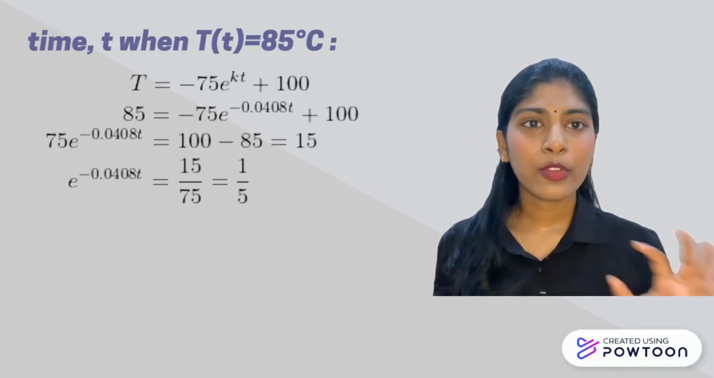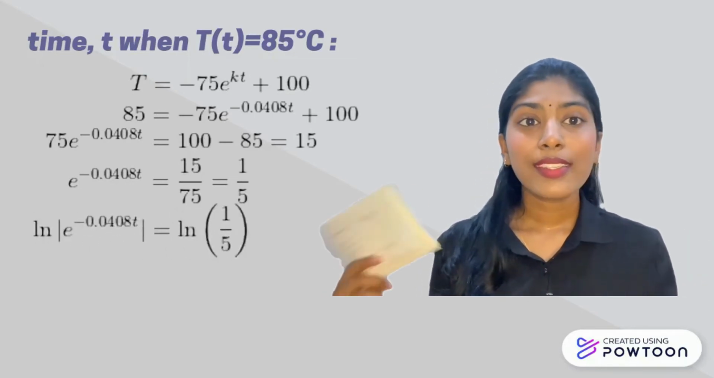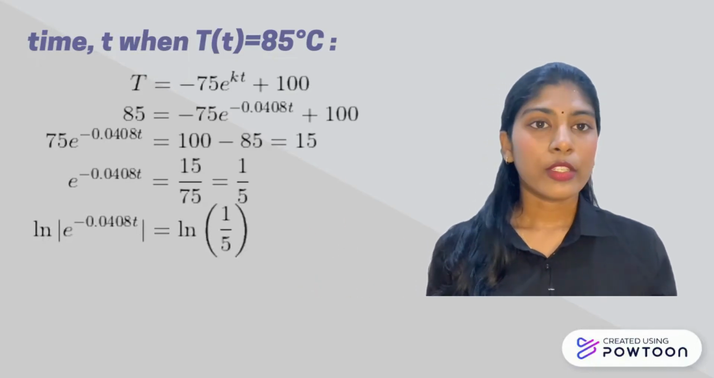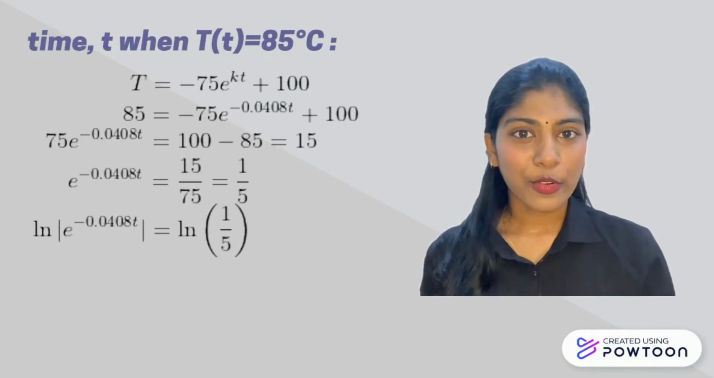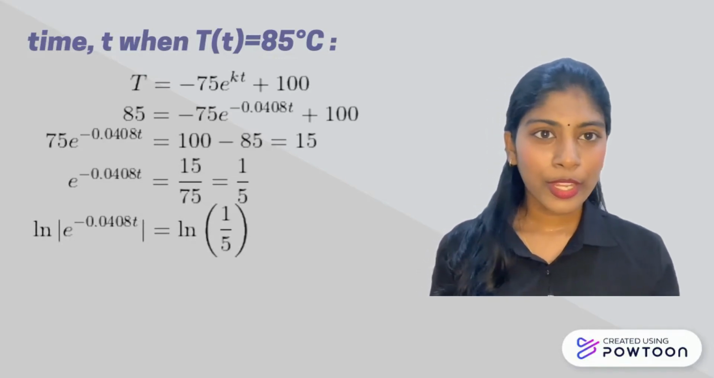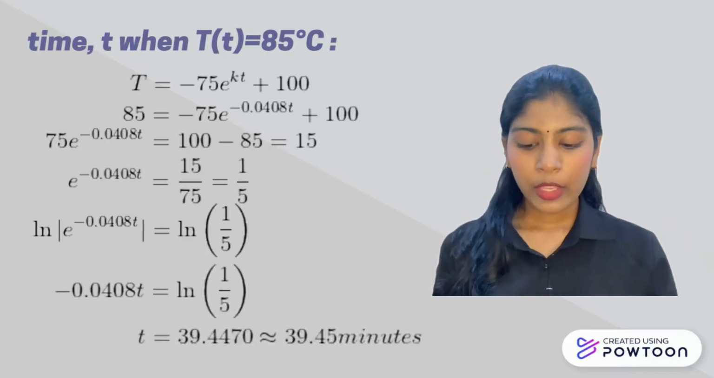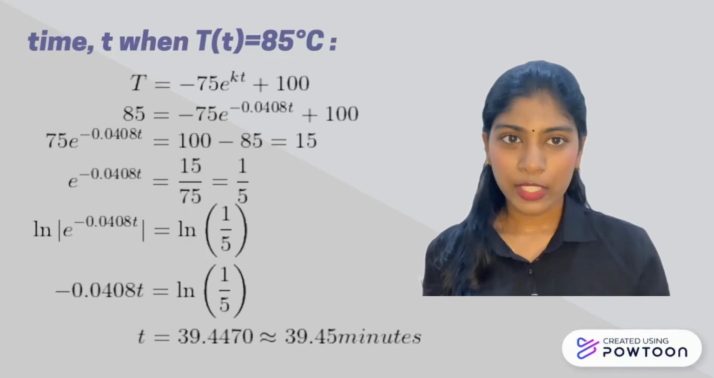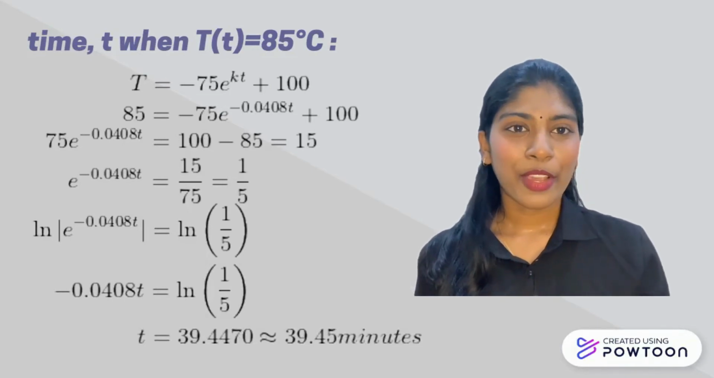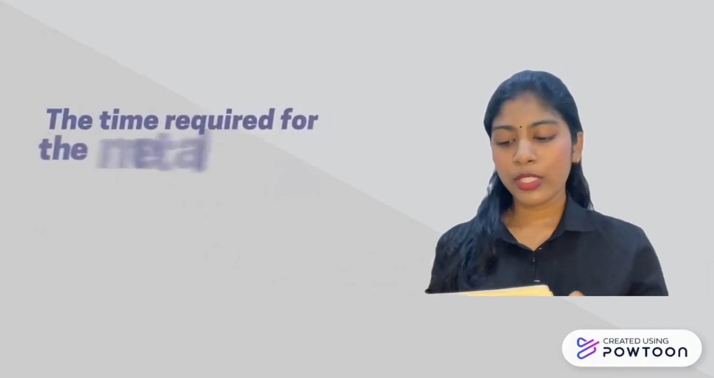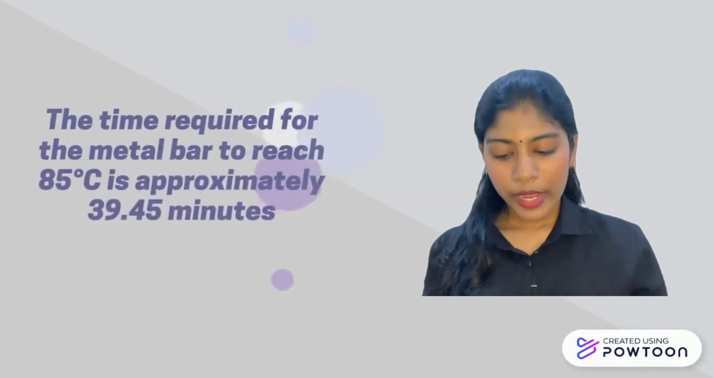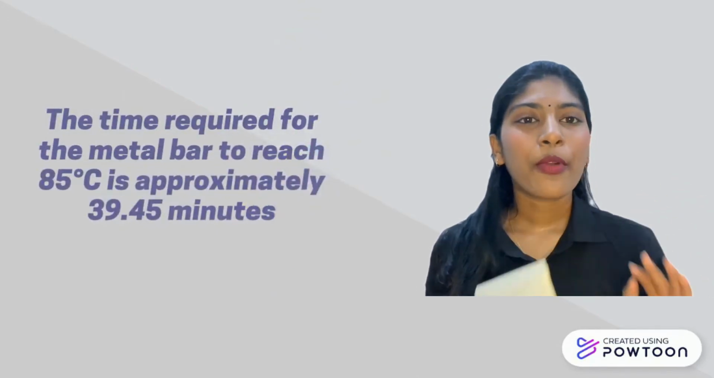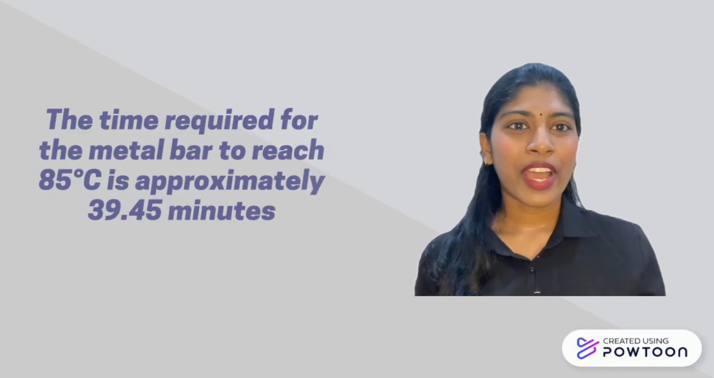So to solve this exponential equation, we insert ln on both sides. So the left hand side would be ln e to the power of negative 0.0408t equals ln 1 over 5. Solving that, we have t equals 39.4470, approximately 39.45 minutes. So in conclusion, it can be said that the time required for the metal bar to reach 85 degrees Celsius is approximately 39.45 minutes.